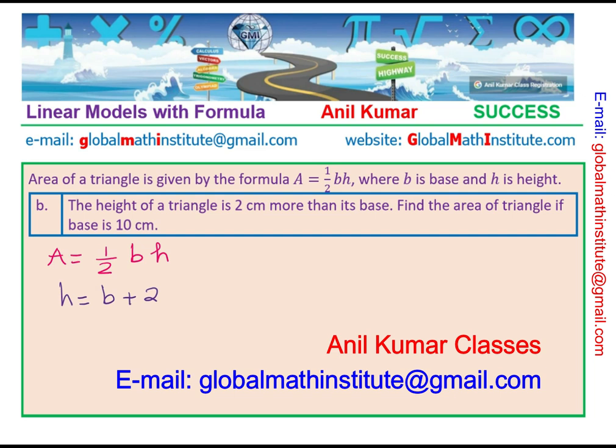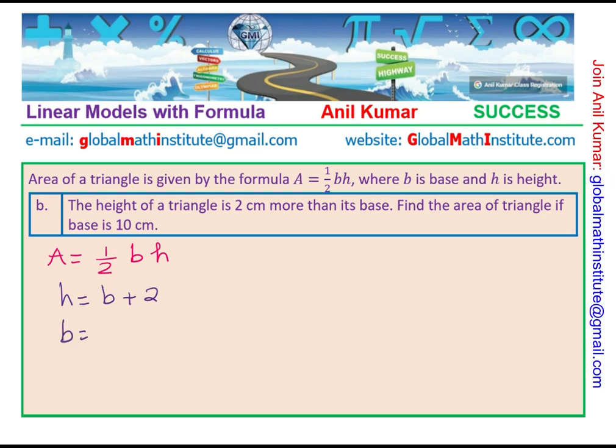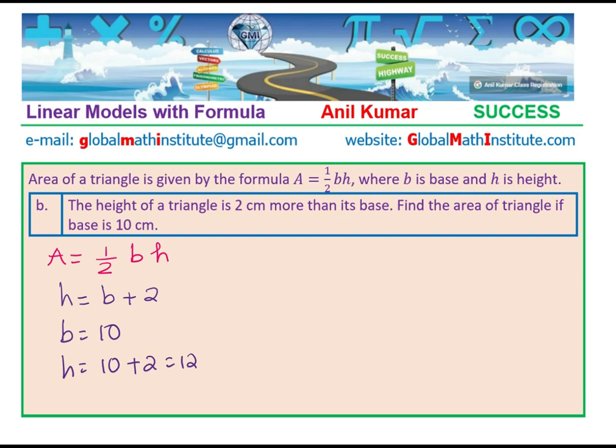That is how you're going to write, right? The height of the triangle is 2 centimeters more than its base. Find the area of the triangle if the base is 10. So the base is 10, so the height is 10 plus 2, which is 12, correct? Of course we have both units in centimeters, right? Always, we do not write units when we are working with the equations, right? We know in this case the unit of area will be centimeters square, right?